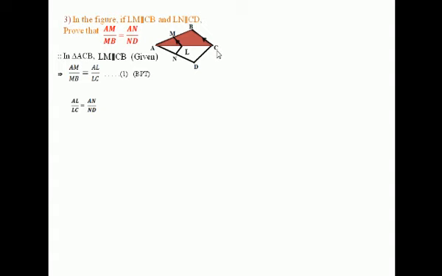Similarly on the other side, that is triangle ADC. In triangle ADC, again LN is parallel to CD. It is given in the problem itself. By applying BPT for this triangle, we get AL by LC is equal to AN by ND. Let us call that ratio number 2. So we observe from 1 and 2, AL by LC is same. Therefore, from equations 1 and 2 we get AM by MB is equal to AN by ND. So that is the proof of this problem.